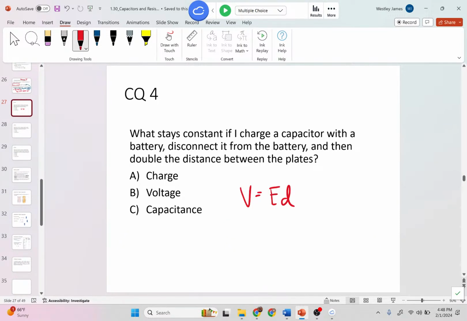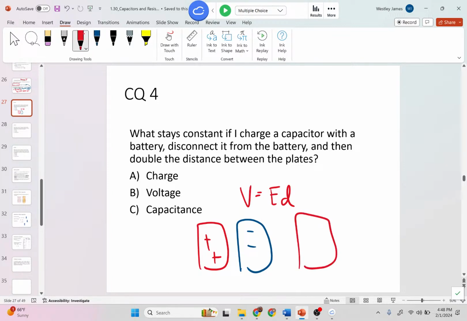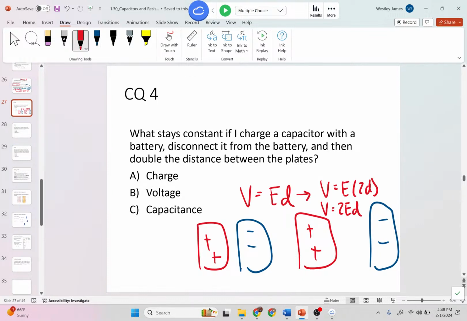The electric field in a capacitor only depends upon the charge. My thing's charged, the charge doesn't change. If I take these plates and they've got a bunch of charge on them, they're separated. This one's got a bunch of positives. This one's got a bunch of negatives. If I double the distance between them, that one's still got a bunch of positives, and that one's still got a bunch of negatives. The electric field is a constant. If the distance doubles, then my voltage doubles. The right side got doubled. So the voltage doubles.